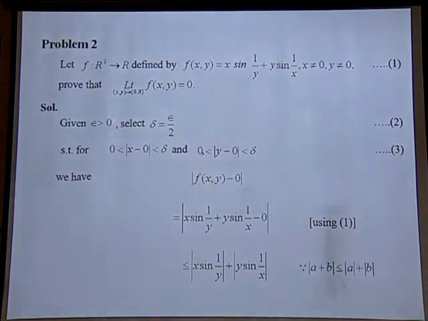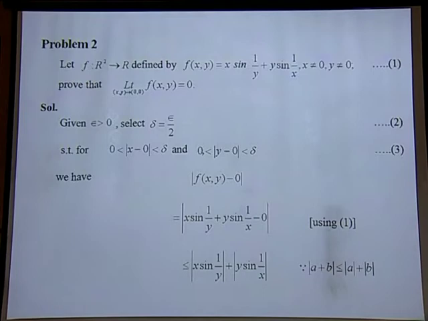Let us take up the second problem. This is also a very important problem, where a function is from R square to R defined by... Why are we taking R square? Because here we are considering two independent variables, x and y.